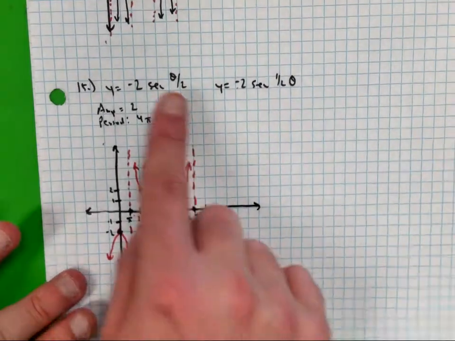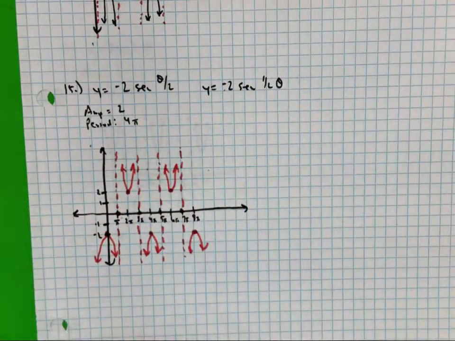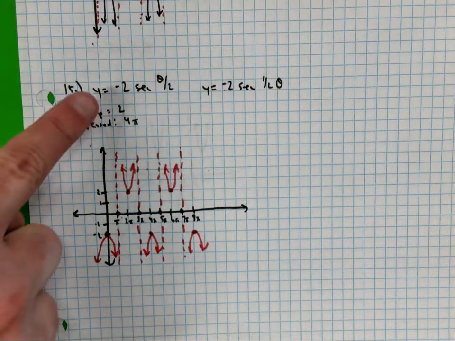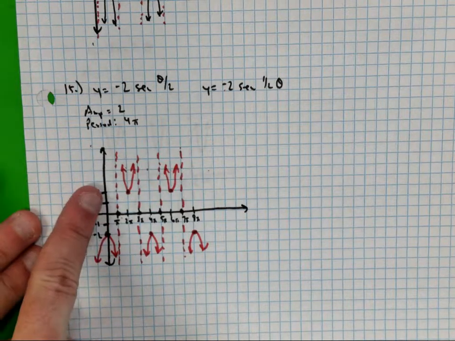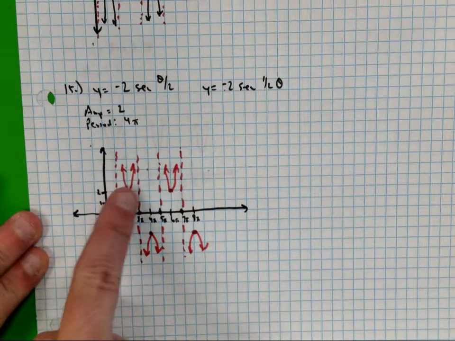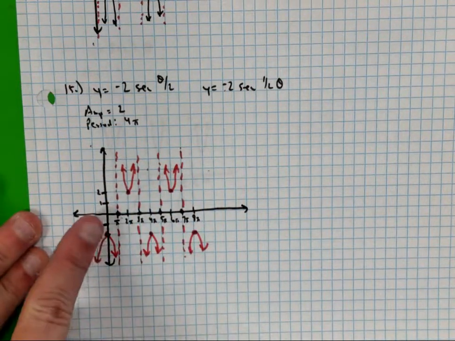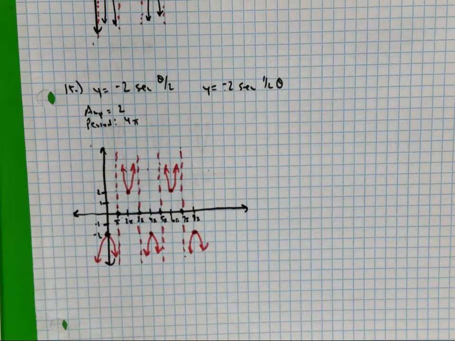And finally, number 15, I'm going to rewrite that as 1/2 theta. Secant's related to cosine. There's another negative, so there's going to be some reflection involved here. Amp is 2. 2 pi divided by 1/2 is 4 pi. Instead of starting up here, I'm going to start down here. Your asymptotes are going to be at your points on your x-axis. And it looks like that.